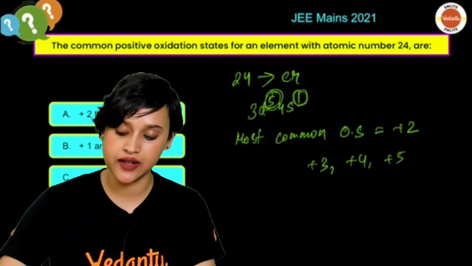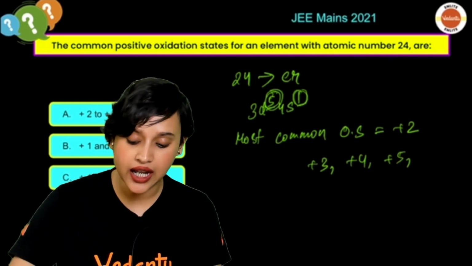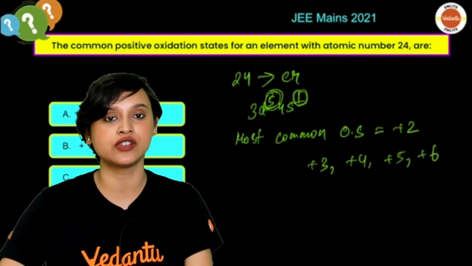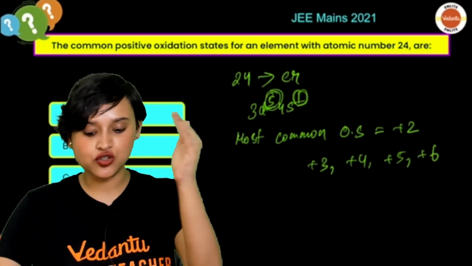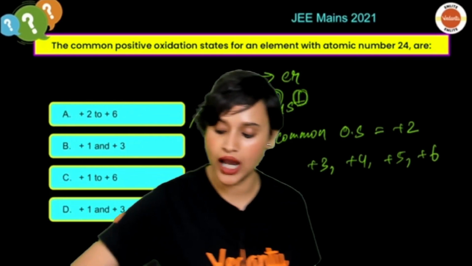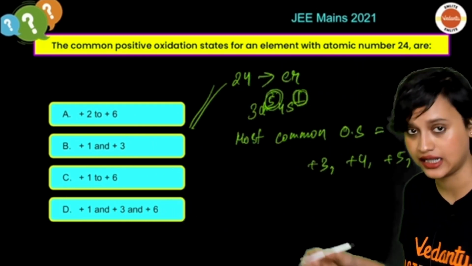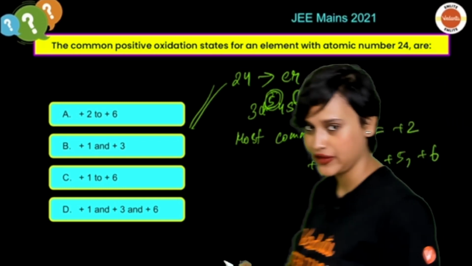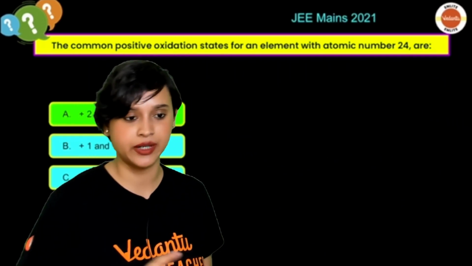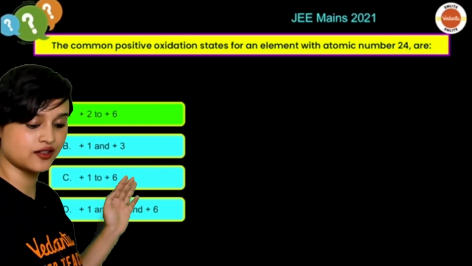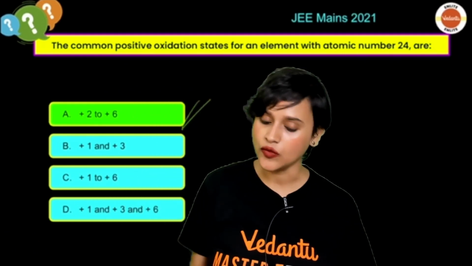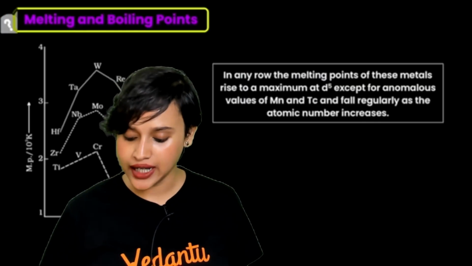That means that +5 is also possible. And you can take away all, 1 and 5, everything, so +6 it will also show. So it will show +2 to +6, and that means option A is our correct answer. We will be reading about oxidation states as well, don't worry. But right now, is this question clear to you all, everybody? Yes? +2 to +6, option A is our correct answer. Got it? Chalo.